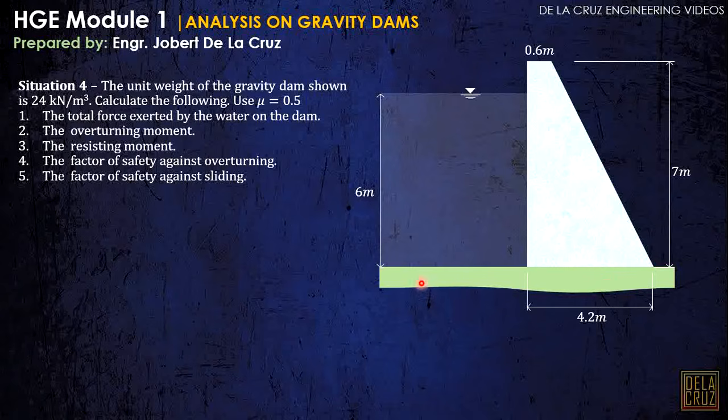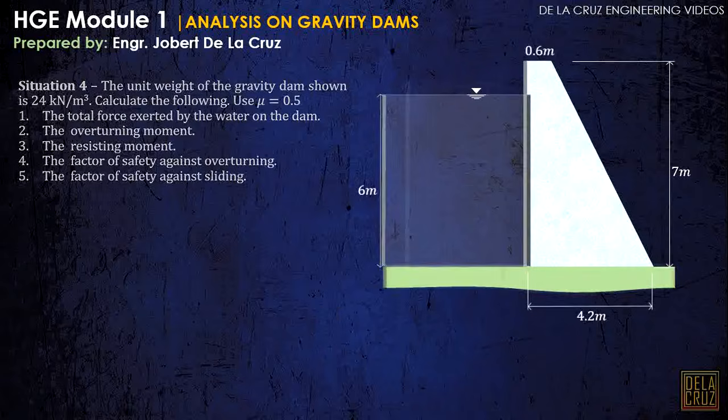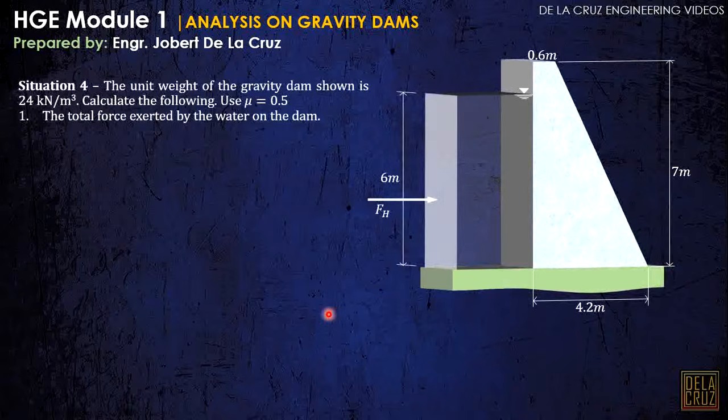Okay, so let's start. For number 1, the total force exerted by the water on the dam. So basically, this is just the hydrostatic force exerted on this portion. Looking at this view, this will be our hydrostatic force here. Of course, we have derived that formula from our previous video, so let's go straight to it. By the way, we are to analyze here just a 1 meter strip of the dam. That is the common analysis here.